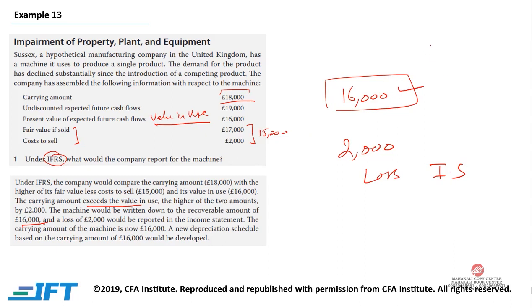Yes, indeed, from 18,000, it will come down to 16,000. And a loss of 2,000 will be reported in the income statement. The carrying amount of the machine is now 16,000. A new depreciation schedule based on the carrying amount of 16,000 would be developed. So we need to come up with a new depreciation schedule as well.